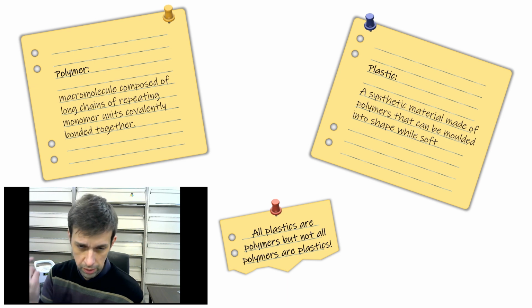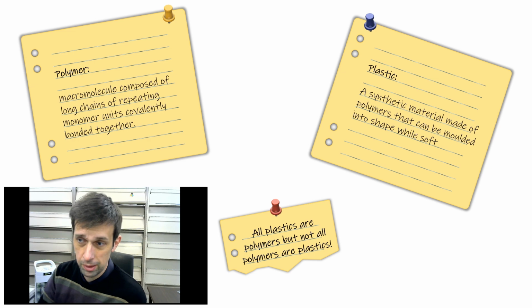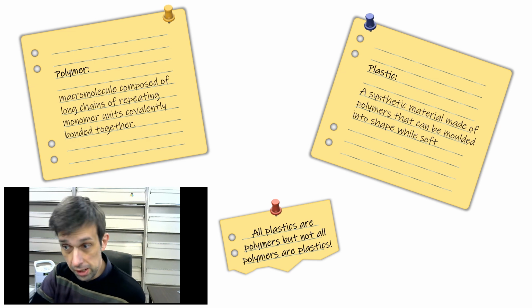And I think this is very easy to understand if we think about DNA. DNA is a polymer, as we saw, but for sure it's not a plastic. I don't think any of you would call DNA a plastic material. And yes, DNA is a material.